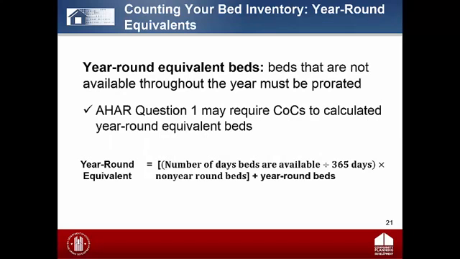Counting these year-round equivalent beds can be tricky as well. It's important that you provide accurate prorated counts of the beds available to complete AHAR Question 1. The equation to do this is as follows. Number of days beds are available divided by 365 days in a year, then multiplied by the number of seasonal beds available, plus any year-round beds.